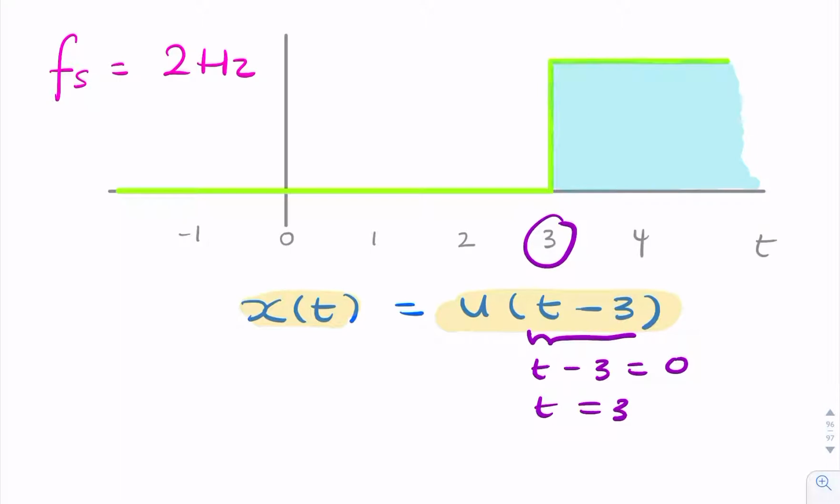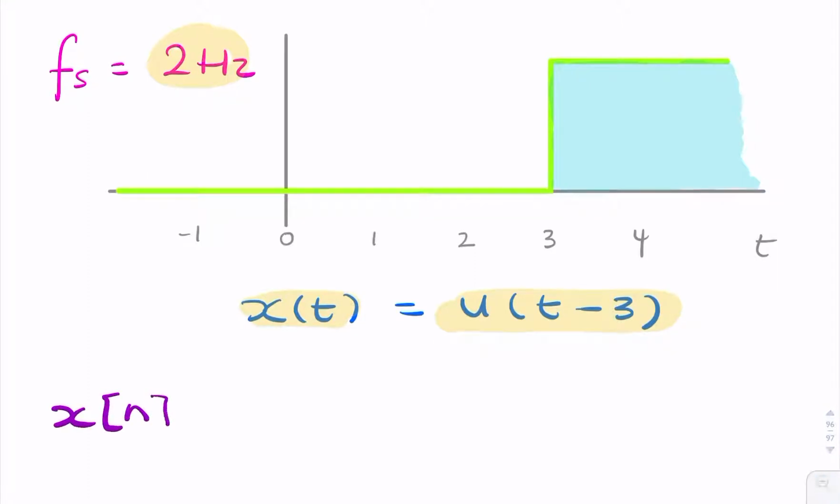Okay, so that's my signal in the continuous time domain, and I'm told that this signal is now sampled. So I'm given the sample rate, and I need to re-represent this as a discrete time function. So I want to write this as a function of discrete time. To do that, I need to replace t with nT, where uppercase T is my sample period.